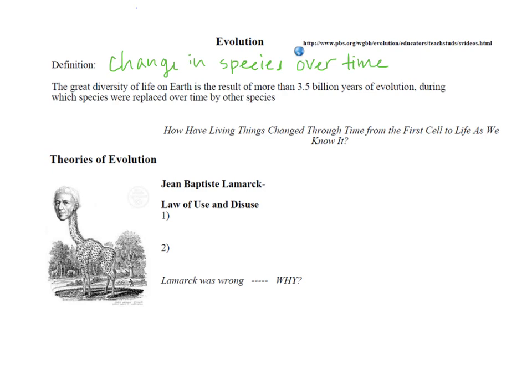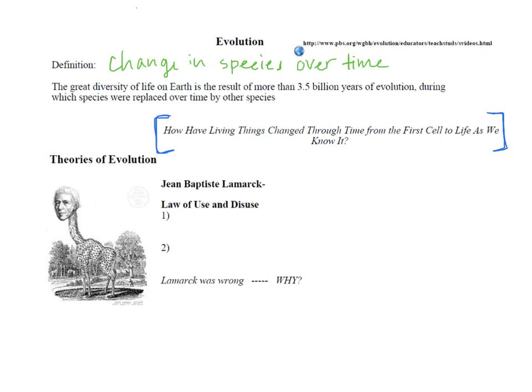And the key question here becomes, how have living things changed through time from the first cell to life as we know it today? You'll remember that in the earlier part of the notes, we talked about the theories of how the first cell came about with the different gases that were present and energy from either solar radiation or lightning, and they led to the first cell. And so how have we gone from one cell to the diversity of life as we see it today?